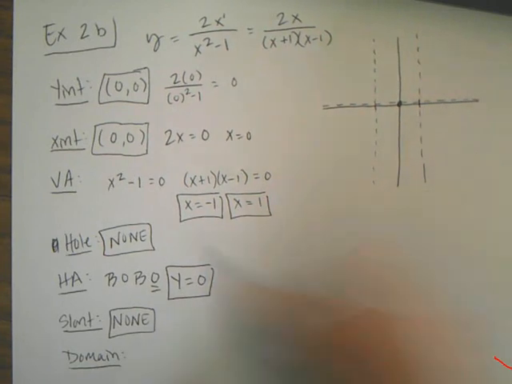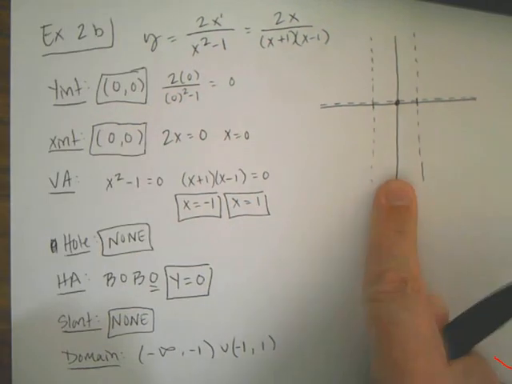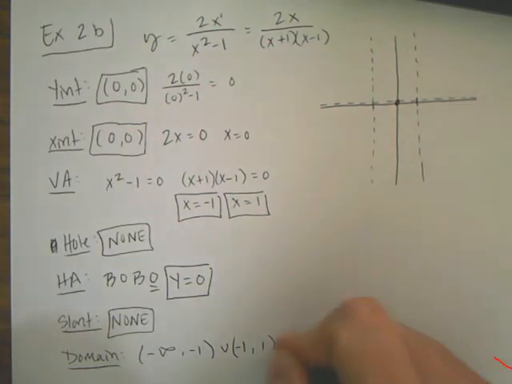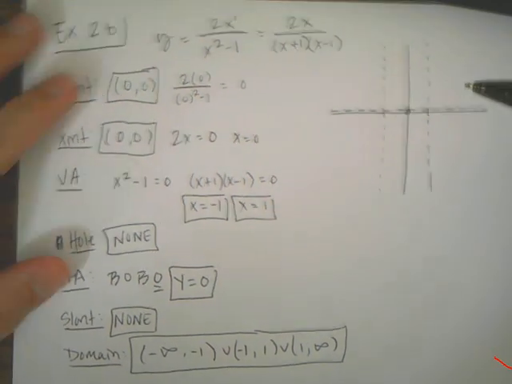So therefore, we can write negative infinity to negative 1, our first vertical asymptote, with negative 1 to positive 1. That's in between those two. Then 1 to infinity. So that's what our domain looks like. Kind of interesting. Here's the weird part. This is a very strange graph, okay?